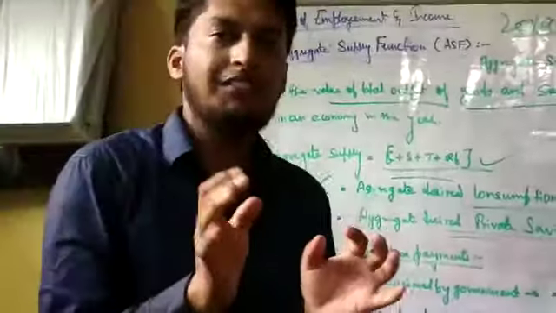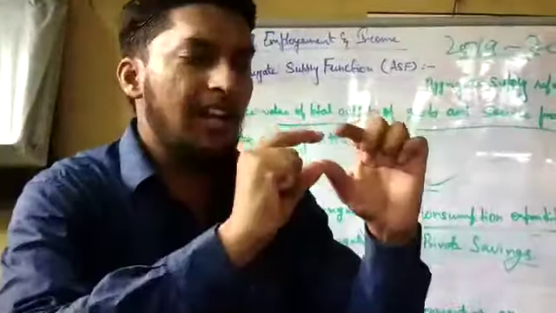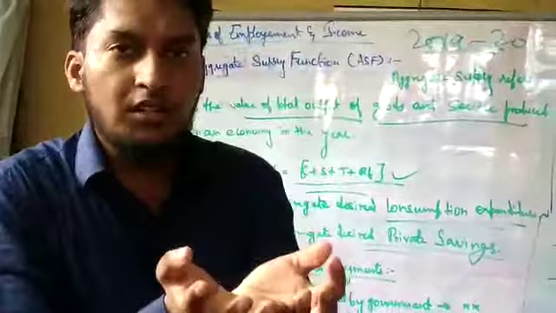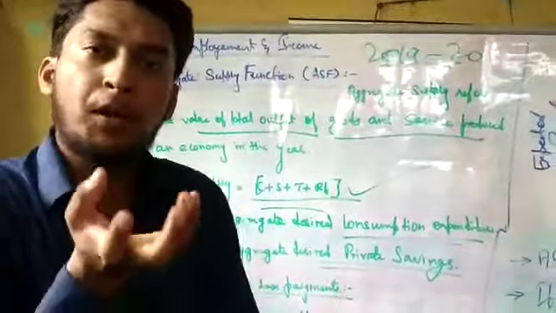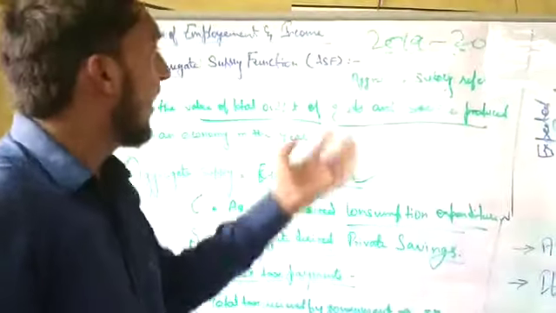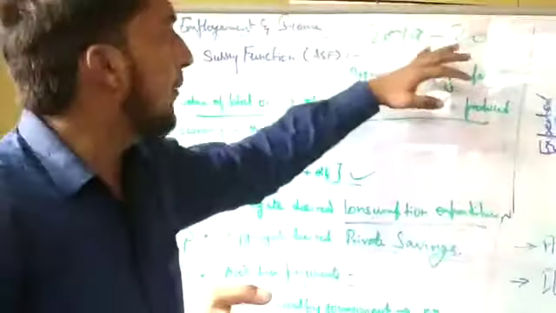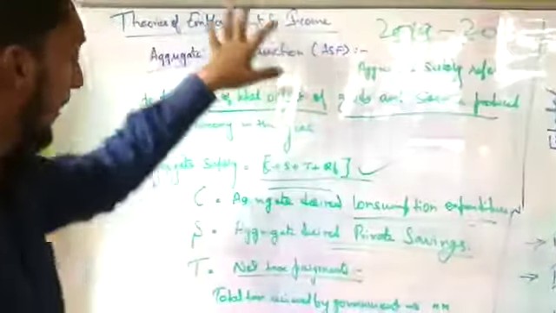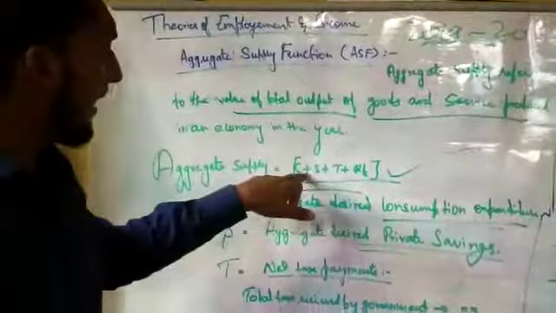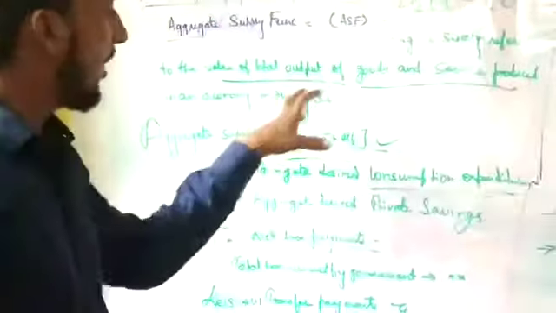What is the aggregate supply function? It's a simple relationship with the total output of a company, how much total product they have produced in a particular year, for example in 2019. With the help of the formula C plus S plus T plus RF, you can identify it.